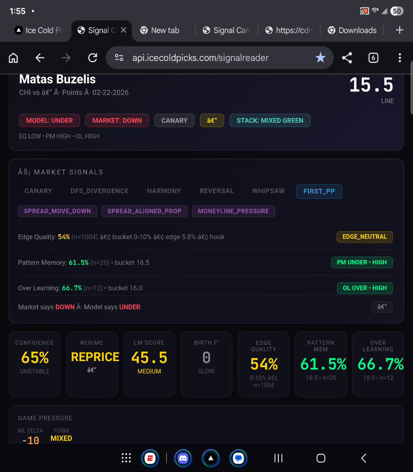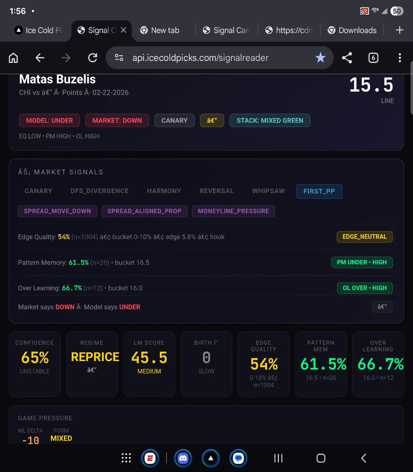So we got edge quality. Edge quality, pattern memory, and overlearning will all be referring to the model direction. So if the model direction is under and it says 61.5% on the model direction, it's saying, hey, this is going under. We support the under on this.